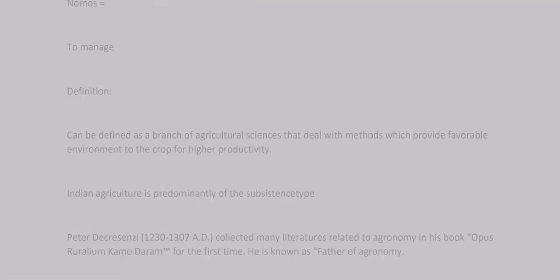Agros equals field, nomos equals to manage. Agronomy can be defined as a branch of agricultural sciences that deals with methods which provide a favorable environment to the crop for higher productivity. Indian agriculture is predominantly of the subsistence type. Peter de Crescenzi, 1230 to 1307 AD, collected many literatures related to agronomy in his book Opus Ruralium Commodorum for the first time. He is known as father of agronomy.